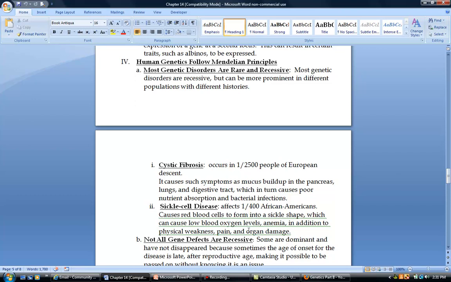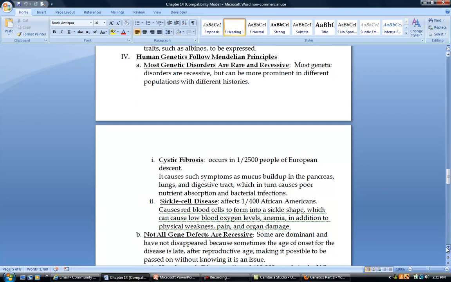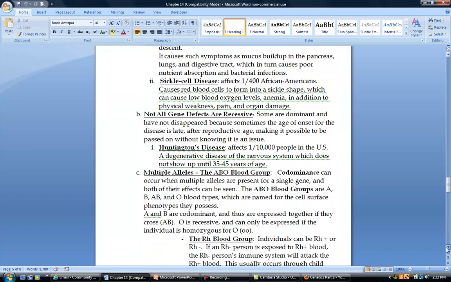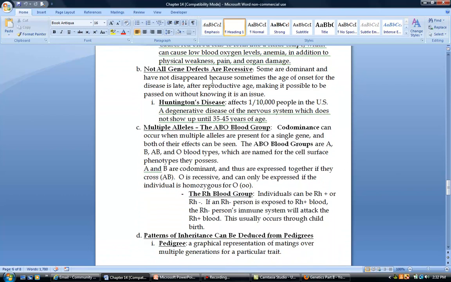And then sickle cell anemia, we've already talked about. And so that's another recessive genetic disease. However, not all of these gene defects are going to be recessive. Huntington's disease is going to be an example of one that is a dominant trait. But the reason it keeps getting passed on is because it doesn't show up till you're about 35 to 45 years old. And you've already probably had kids by that point and passed it on without realizing it. So that's going to be a dominant one.